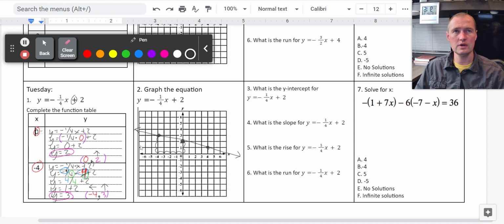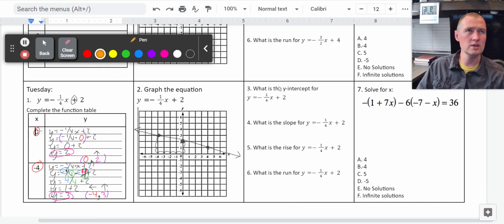All right. Let's talk about the next step. What is the y-intercept for the equation y equals negative 1 over 4x plus 2? Well, the y-intercept is the last value that does not have an x, which is positive 2. Now, the positive 2 is the point where it touches the y-axis. So that part's really nice right there.